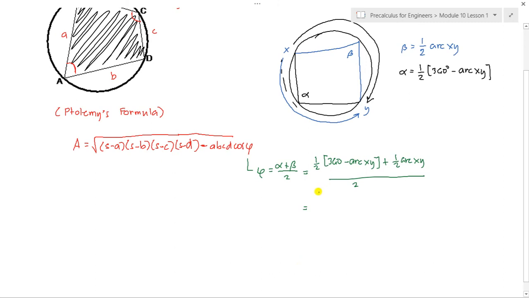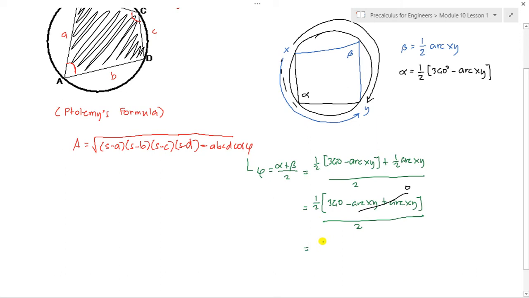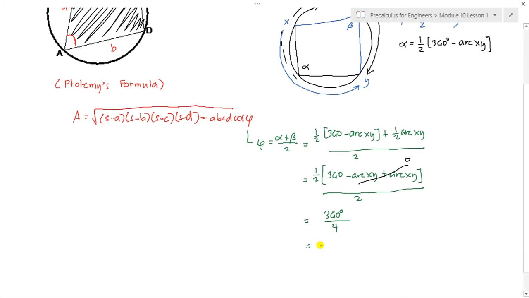So, extracting out the 1/2, 1/2 multiplied by 360 minus arc xy plus arc xy. Ma-cancel ni siya, di ba? This one will be cancelled out, ma-zero na. So what's left is, i-bring down sa ubos si 1/2, magiging 360 degrees divided by 4 na lang, di ba? Kani siya multiplied by 2, so 4. And then, we all know that 360 degrees divided by 4 is equal to 90 degrees.